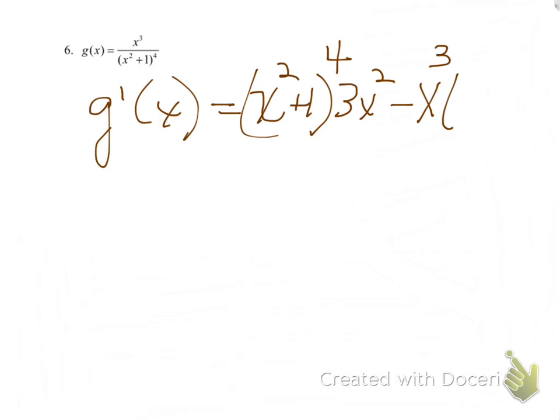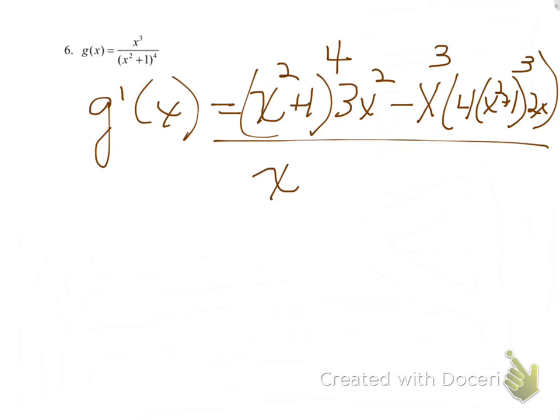Now carefully, d low, it's going to be 4 times x squared plus 1 to the 3rd times 2x, because we have to do the chain rule, all over x squared plus 1 to the 8th. Alright, so now, this time, I do see that I have 3 of these. But before I really do anything with it, let's clean this up a little bit.